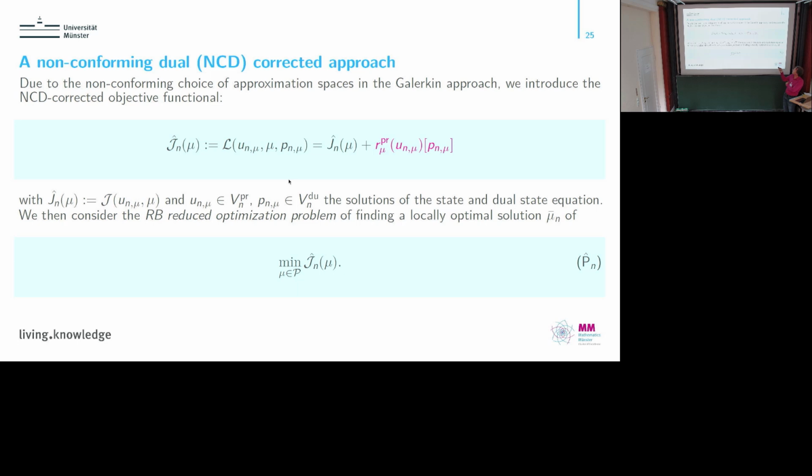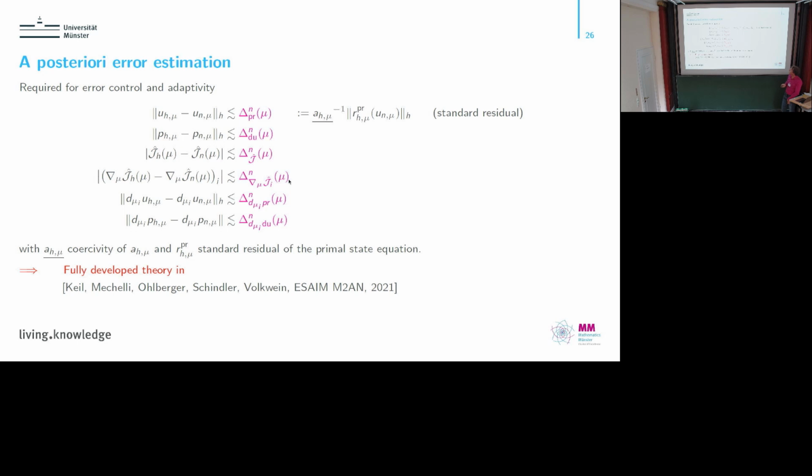But this is not the case if the spaces for the dual and the primal do not coincide and you do not test with the correct test function. And this is the case here because we want to construct the reduced spaces for the primal and dual to optimally approximate those two equations. In the examples that I show you here, these reduced spaces are different, and you need to take this into account in the analysis. This is what we did, and then you can do the whole analysis for all these quantities.